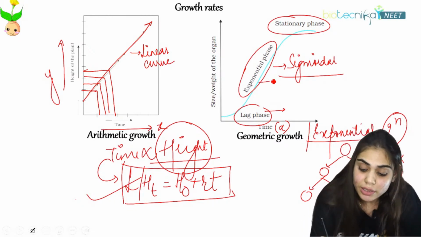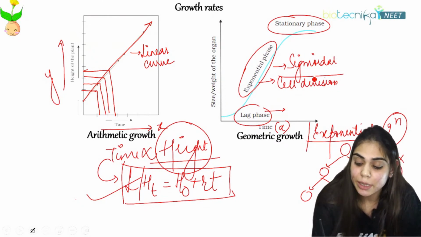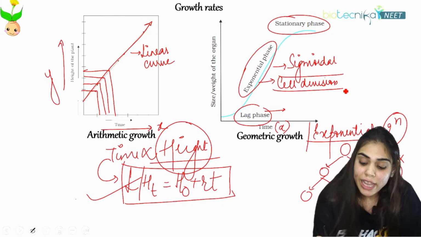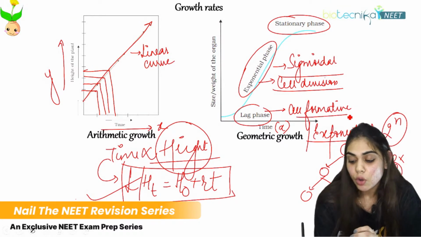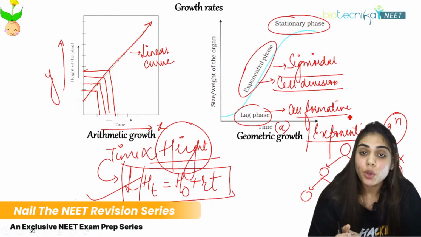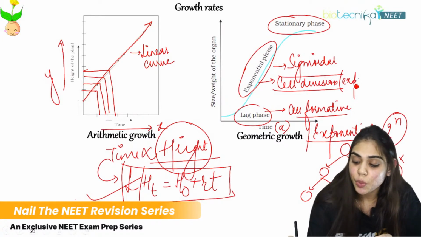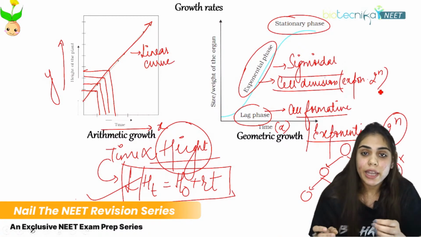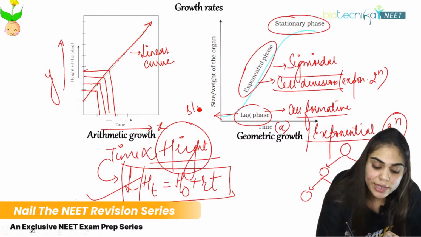This is the cell division phase. Actual cell division takes place at the time of the exponential phase. So the lag phase is also called the cell formative phase, because cells are formed here, and they adapt to the environment. Once they are adapted to the environment, that's the time they will enter the exponential phase, where they will start dividing. And how will they divide? Exponentially, that is 2 to the power n. So it is the maximum and highly dividing phase, and in the lag phase you will find slow cell division.